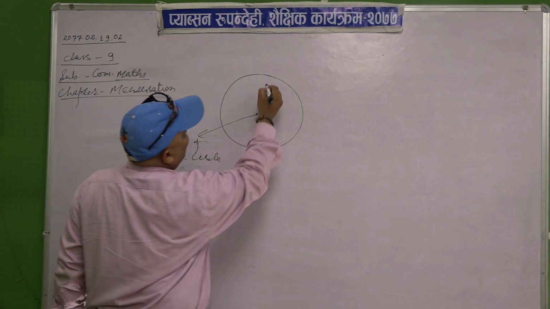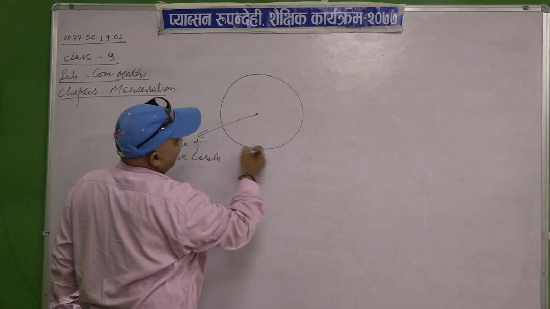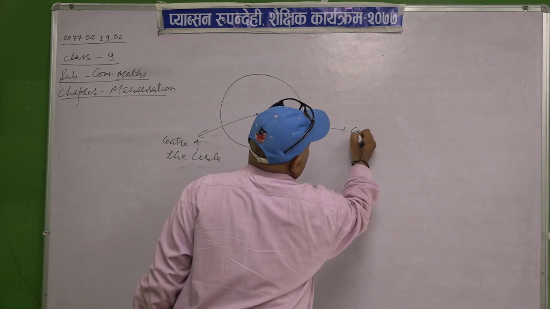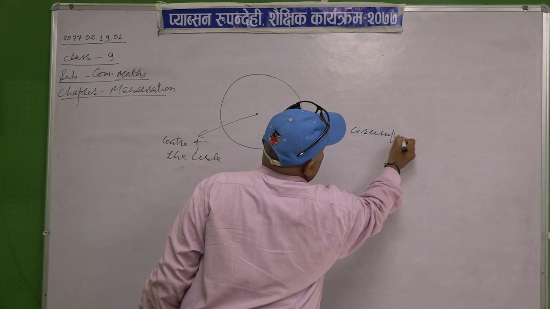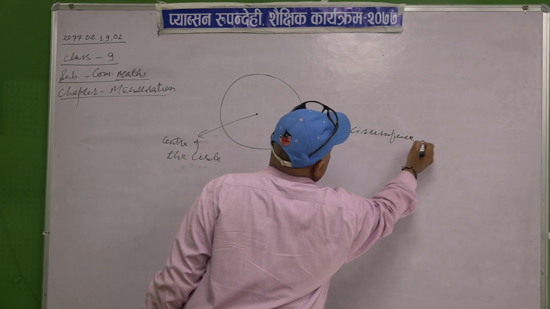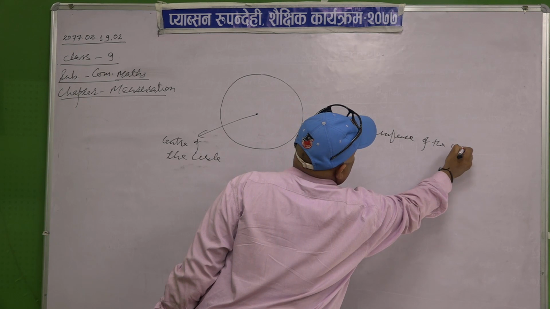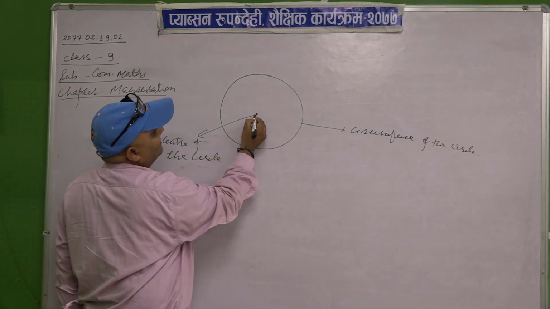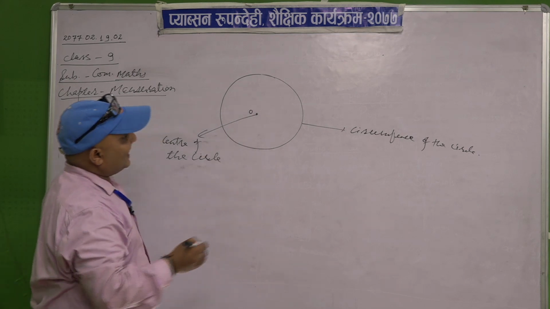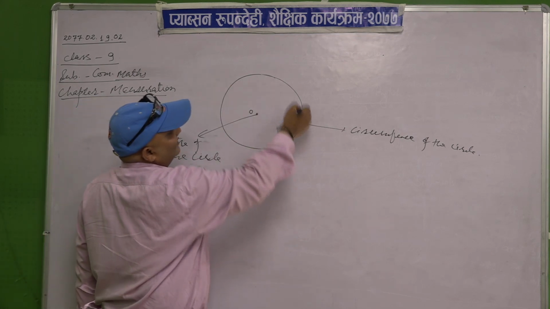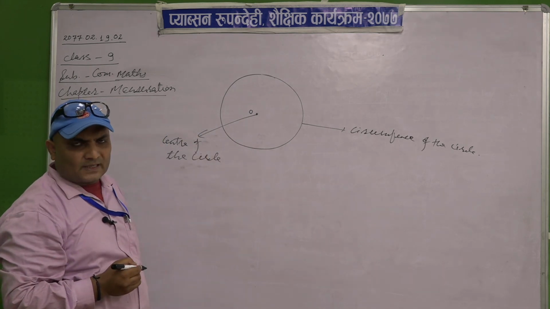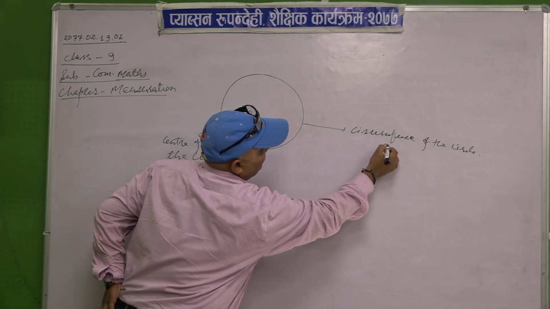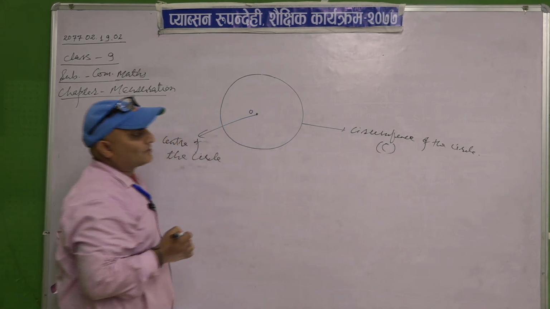I have already told you that this boundary is called the circumference of the circle. This is the center of the circle, suppose it is O, and this outer boundary is called the circumference of the circle. The circumference is denoted by C. You can use small c or capital C.